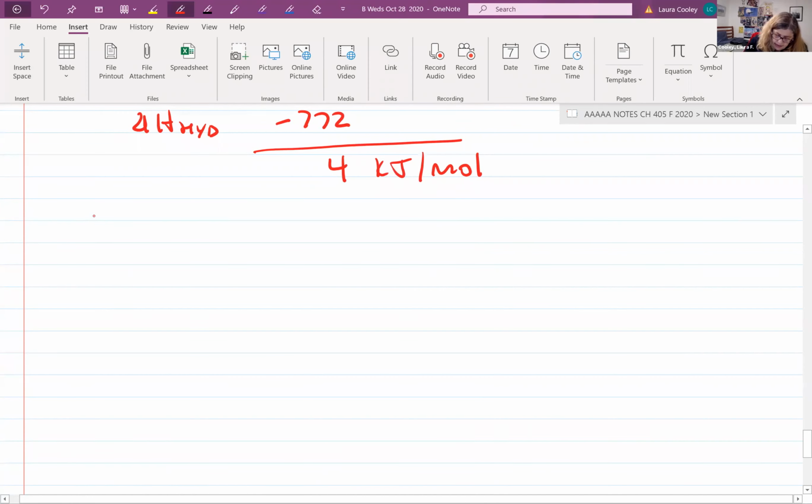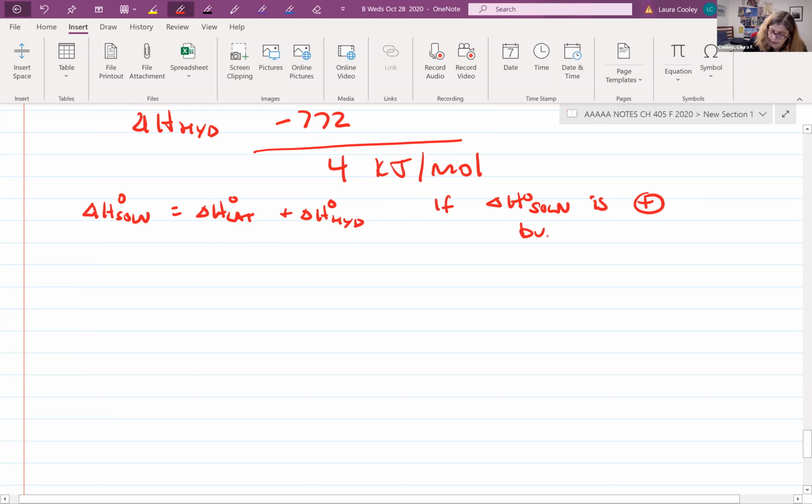And so we know that the delta H solution is the sum of these things. I guess I might as well tell you what I teach in freshman chemistry: if the delta H0 solution is positive, but is less than about 40, then we would call that salt soluble. We'd say enough dissolves, I will call it soluble.